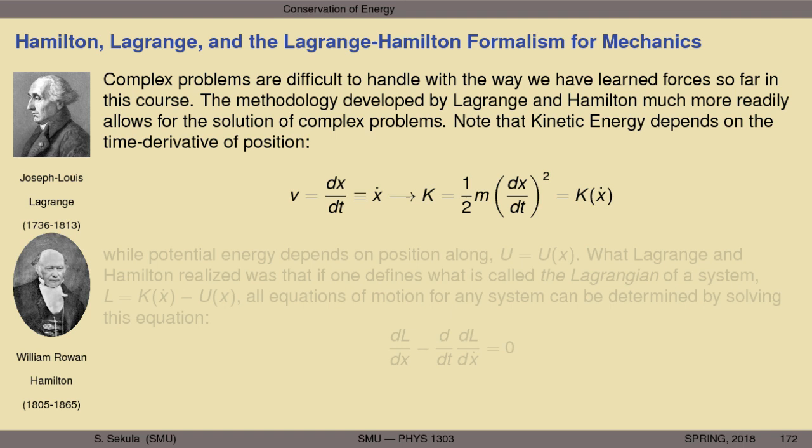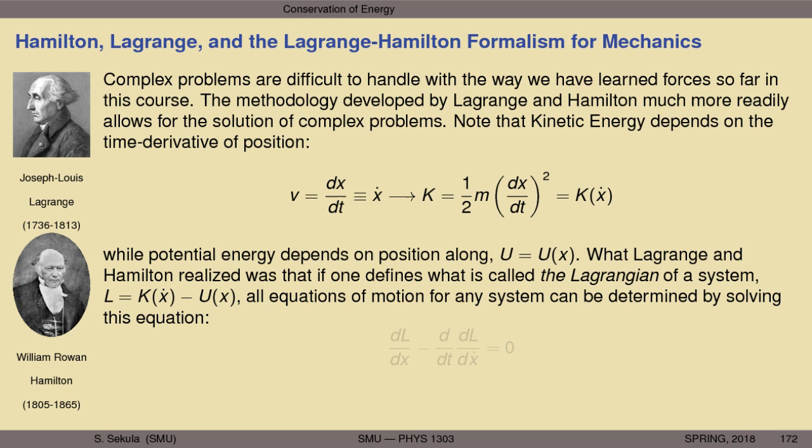Potential energy, in contrast, depends not on the time derivative of position, but on position itself. So U is a function of not the time derivative of x, but just x. What Lagrange and Hamilton developed, and over their long period of work came to realize, is that it's possible to define quantities that are easy to write down, maybe a little difficult to use, but in using them, you can develop an extremely complex set of equations that normally would be very hard to come up with on your own.